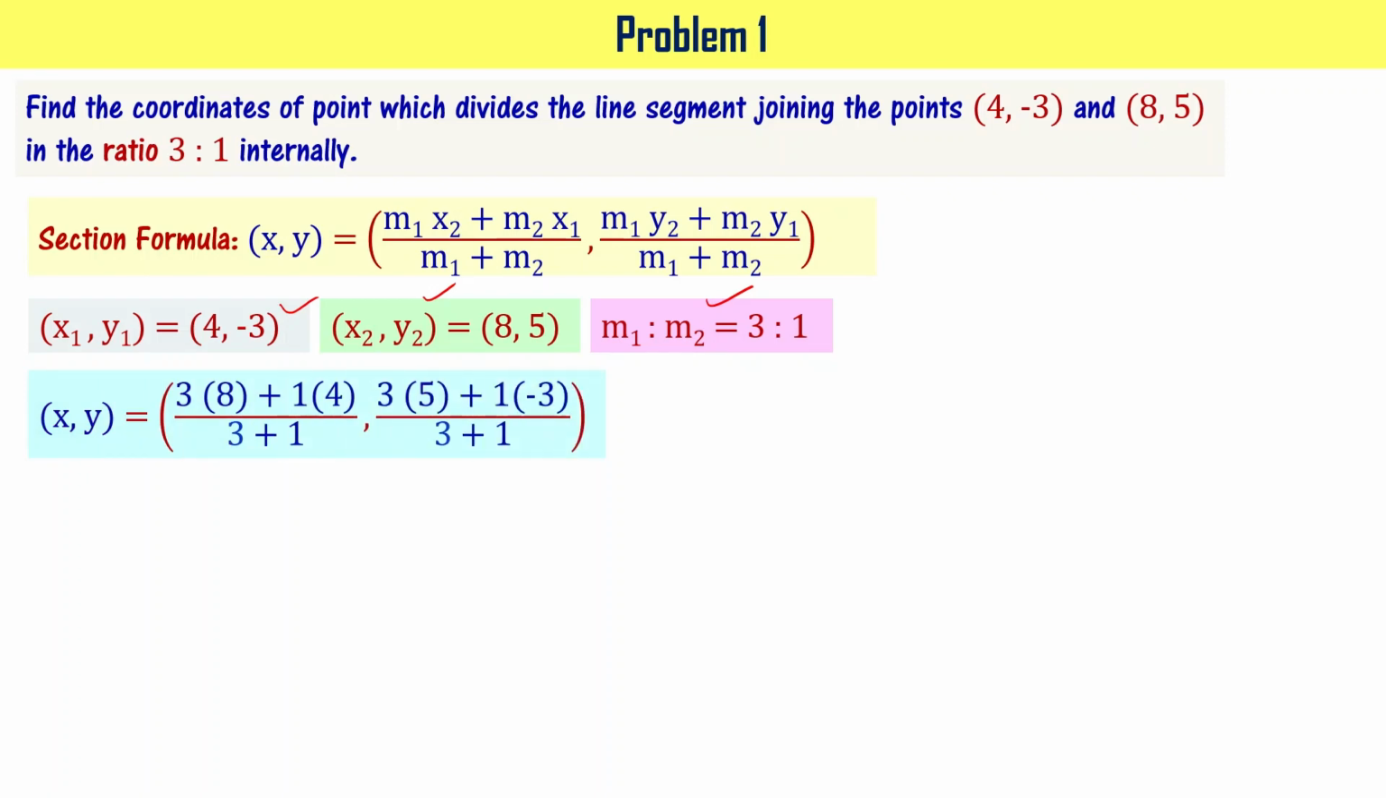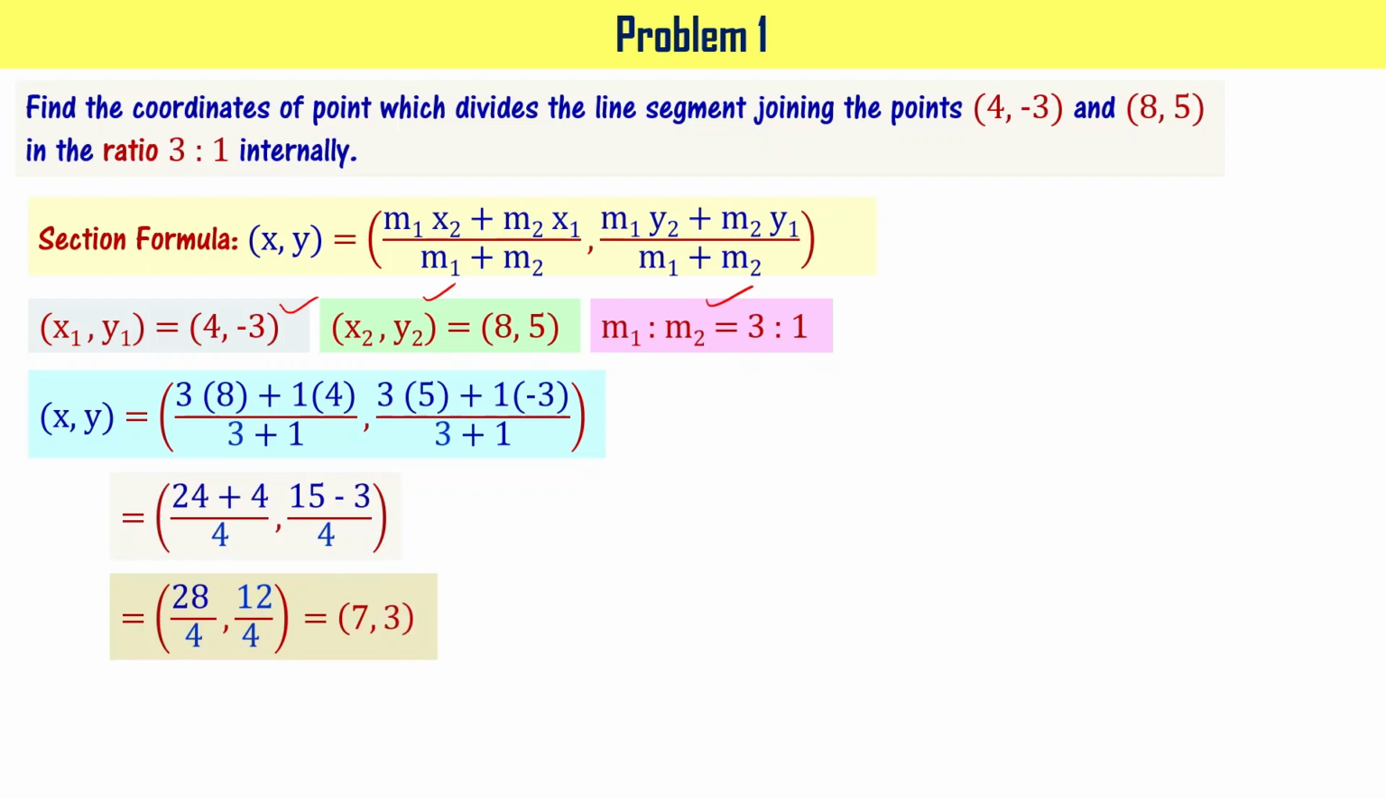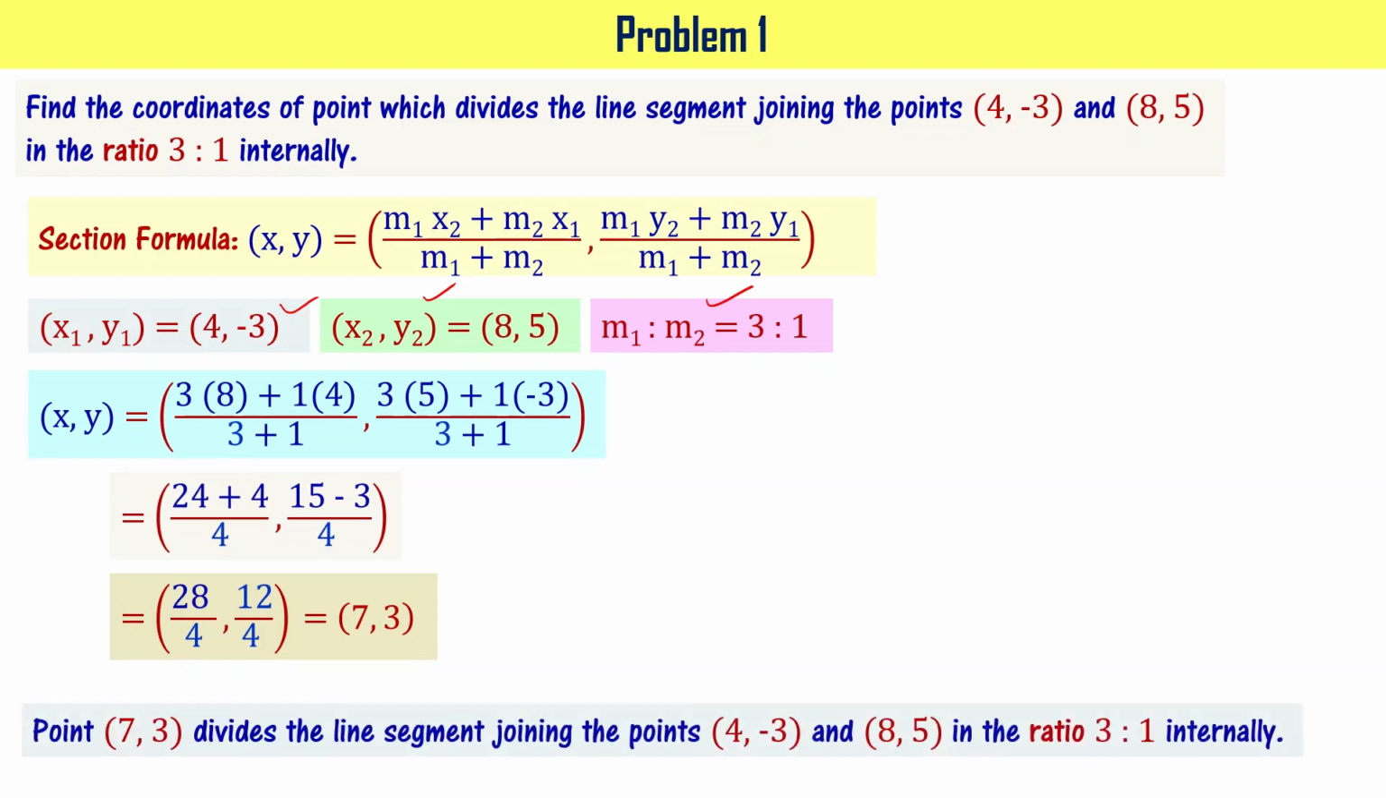When I substitute and simplify, what I get is x, y equal to 7, 3. So to answer the question, we can say that point 7, 3 divides the line segment joining the points 4, minus 3 and 8, 5 in the ratio 3 is to 1 internally. I hope you understand the problem, right? Let's go to the next problem, that is problem number 2.